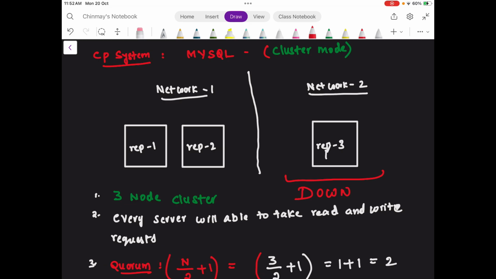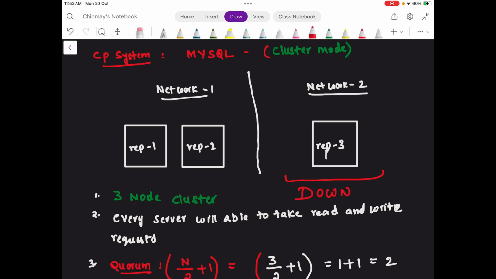Let's assume case 1: network 1 is down. What happens? All the requests go to network 2. Read doesn't work and write also doesn't work. There is no problem with consistency, but there is a compromise in availability because the server starts giving error responses. Later, after some time, network 1 is up. No request is accepted and there is no data transfer here. Even though network 1 is up, there is no issue.